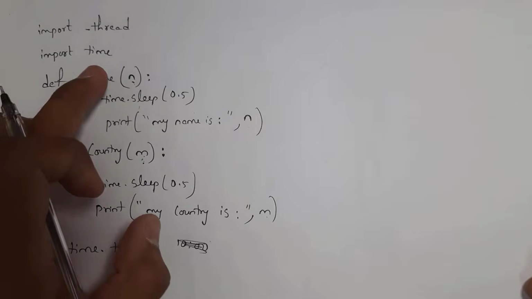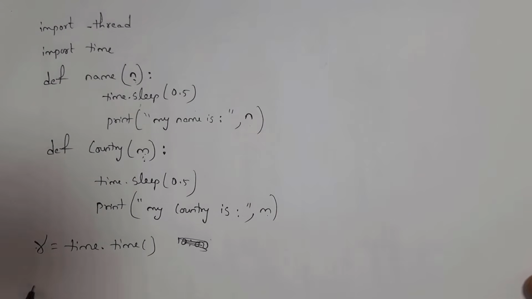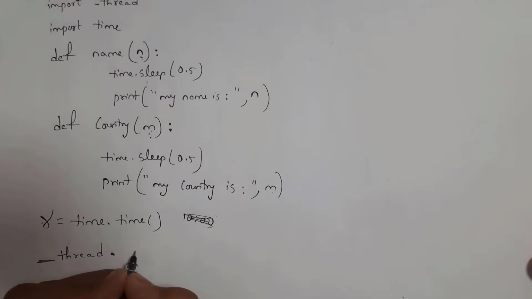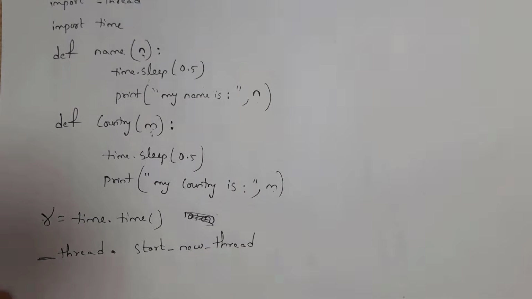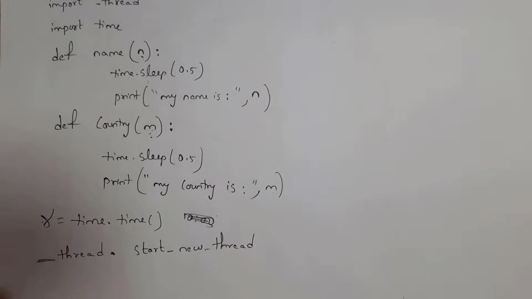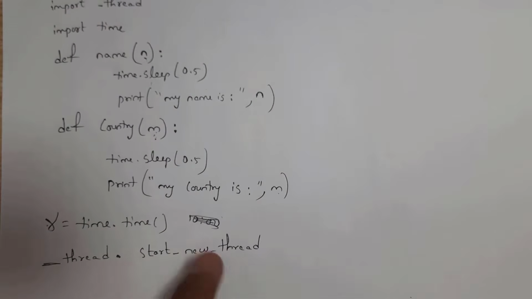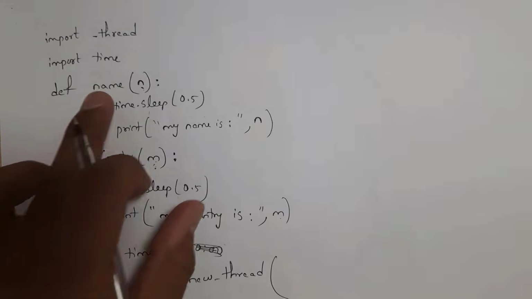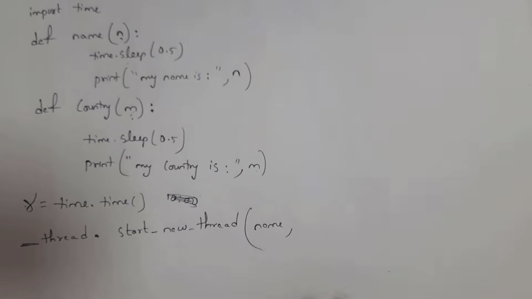Now I want to execute these two functions by using underscore thread module. So just write here module name, that is underscore thread dot start new thread. I already said this syntax. In order to execute these two functions, at first you need to write module name, that is underscore thread dot start new thread, where start new thread is method. By using this method, you can execute function. So take bracket. I want to execute this function. This function name is name. So just write here name comma.